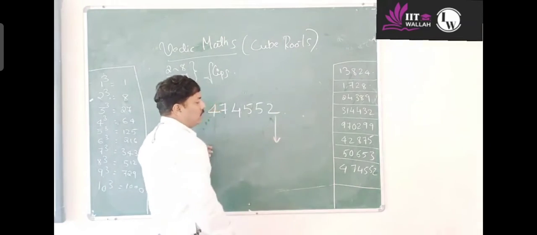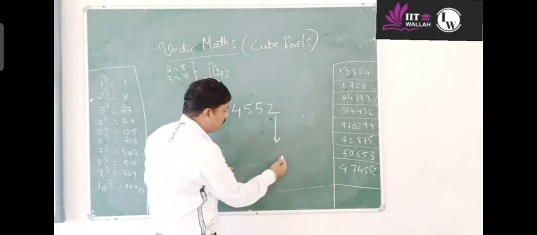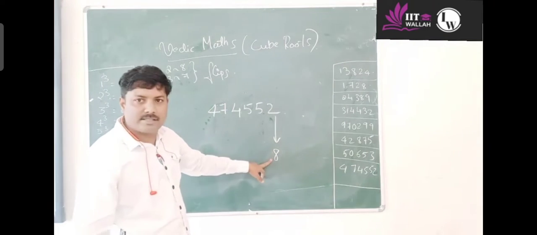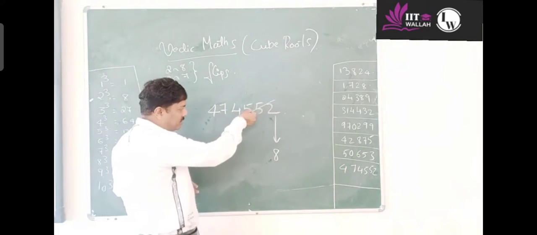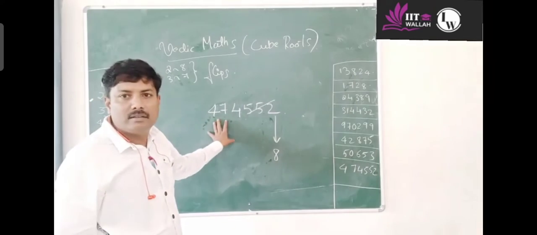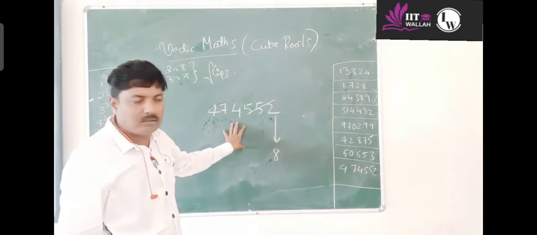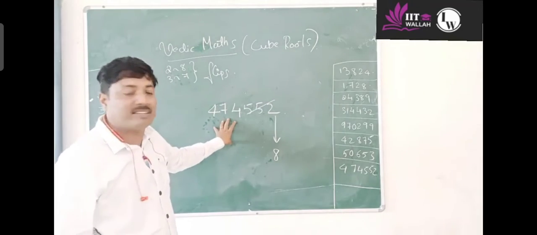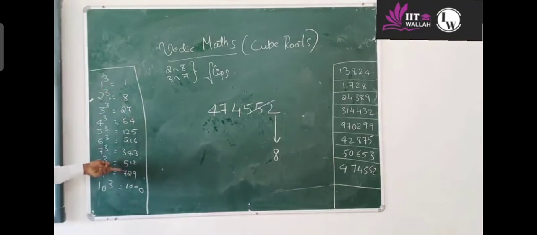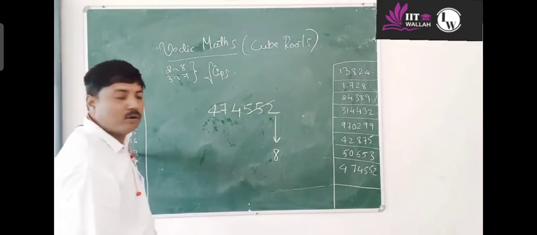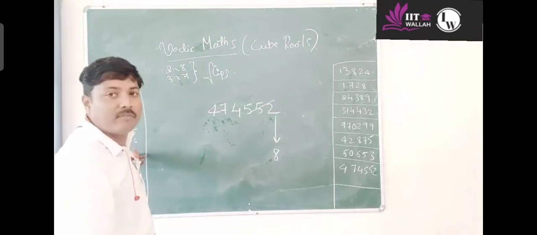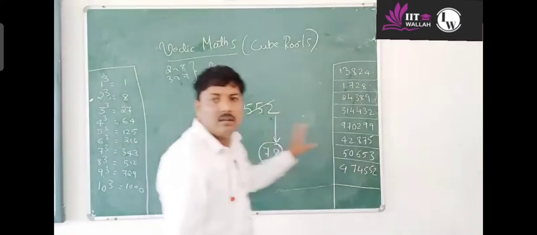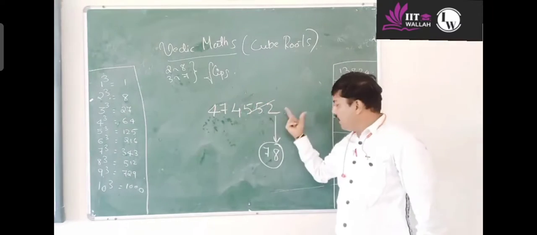So its cube root will have 8 in the last place. If it is 2, it will be 8. And cut the first 3 digits. What is the remaining number? It is 474. And 474 is not a perfect cube. Think about the perfect cube nearby 474 from the table. So nearby 474, the perfect cube is 343. And the cube root of 343 is 7. So the cube root of this big number is 78.